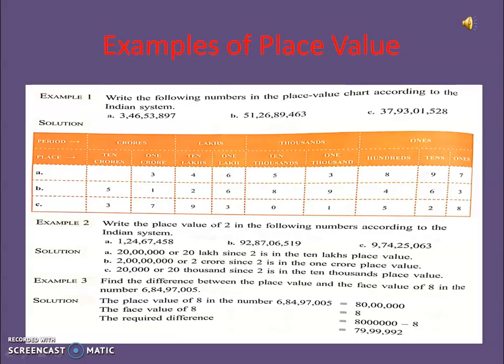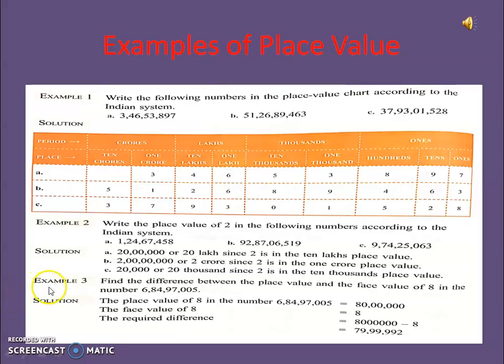So it is coming on the 10 lakhs position. See, you can count from right side and you can find out it is coming on 10 lakhs position. So we will write its solution as 20 lakh, or we will give the reason since 2 is in the 10 lakhs place value. Okay. And the rest 2 examples you can understand and solve also.